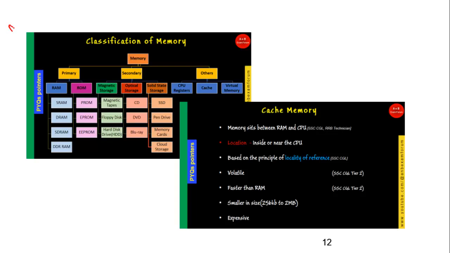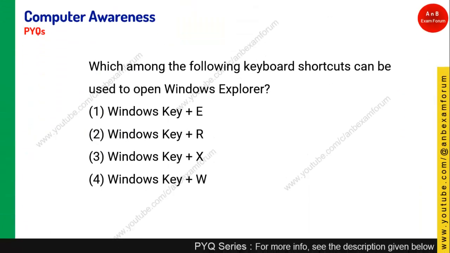So we have made a big session on memory. As you can see, there are a lot of memories, starting from primary, secondary and other memory, and cache memory is one of the memories which sits between RAM and CPU, and all such pointers we have covered in this particular session. Okay, let's see the next question.